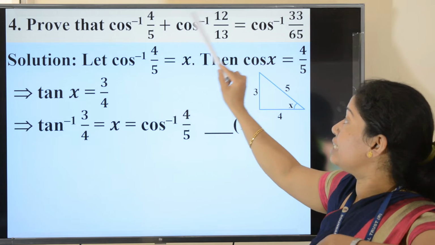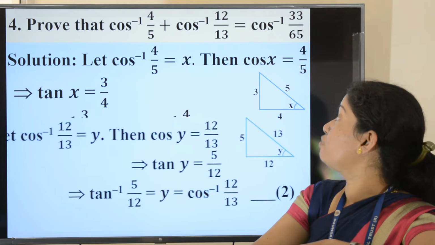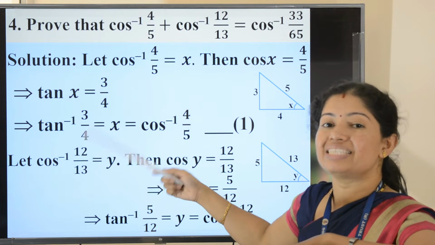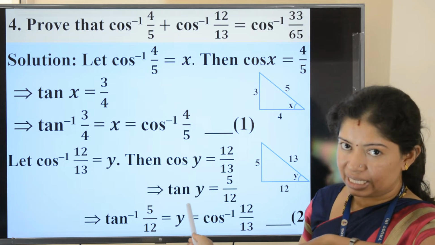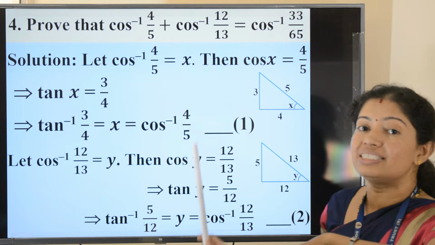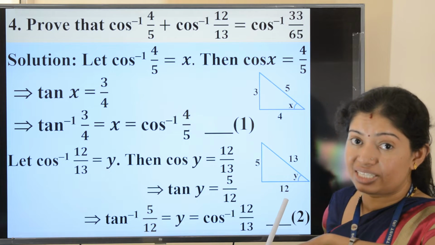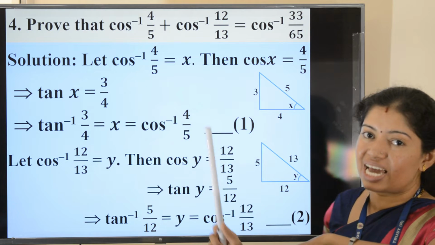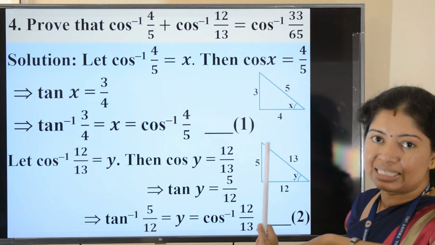Next, let us take the second term of our left hand side, that is cos inverse of 12 by 13. Let us take this cos inverse of 12 by 13 as another angle y. Then cos y will become 12 by 13. Again you take the right angle triangle, and cos, you know, is adjacent by hypotenuse. So this 12 will become the adjacent side and 13 will become the hypotenuse. You can find the opposite side again by Pythagoras theorem. So that opposite side will become 5.